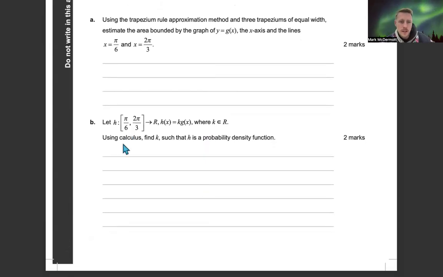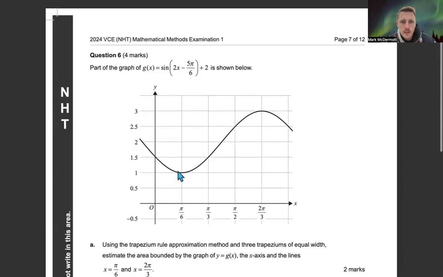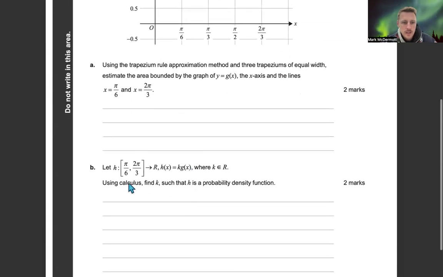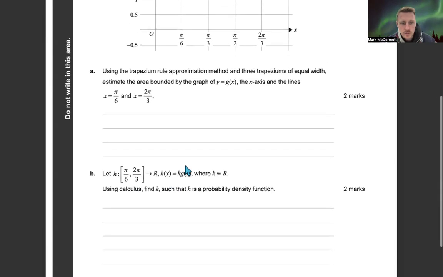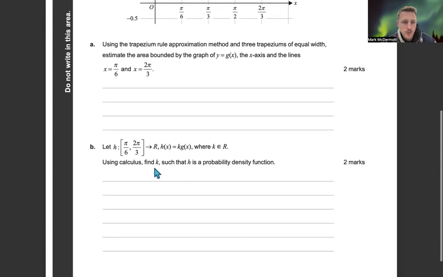So let H, again, be some function which is equal to K times G of X. So G of X is the previous function. Use calculus to find K such that H is a probability density function. Okay, so what we need to do is, if the probability density function means the area under the curve is 1, so we're going to take K times the integral from pi on 6 to 2 pi on 3.